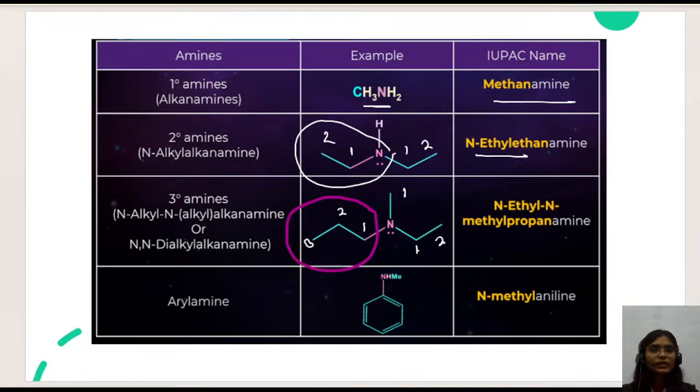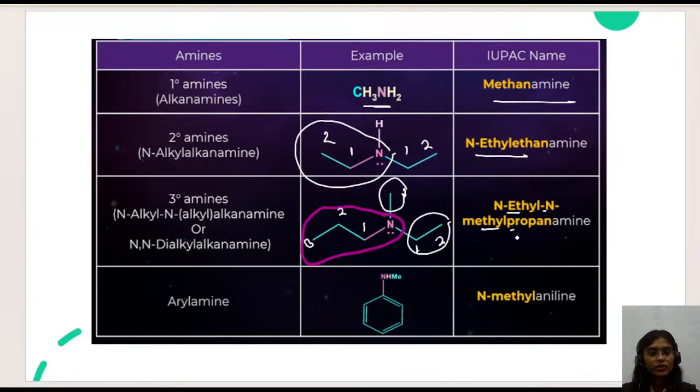Whatever the parent chain is, it is part of the amine name. So this is the parent chain, and then it becomes N-ethyl, and then N-methyl, and then it becomes propanamine. This is how the name works. And for this one, the N group is methyl, so N-methyl aniline. This one we already discussed. This is how you can go with the normal IUPAC nomenclature. That's it. This is all for the naming. Naming is not very difficult here.